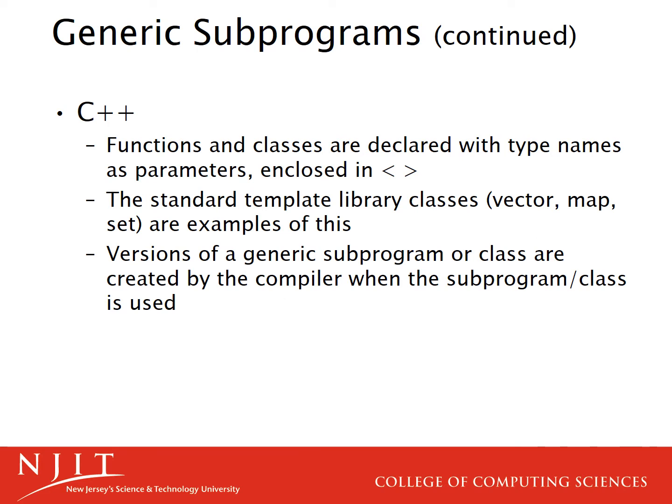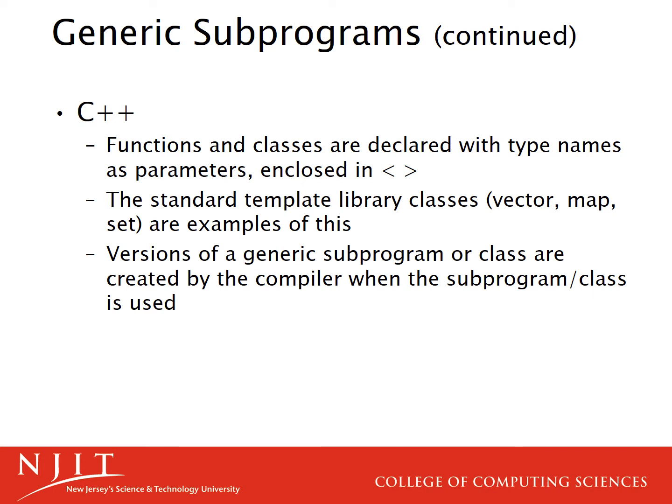So when you see function declarations with angle brackets, that's the use of a generic function or a generic subprogram or a generic class in C++, right? And we've seen this with vectors, maps, and sets.